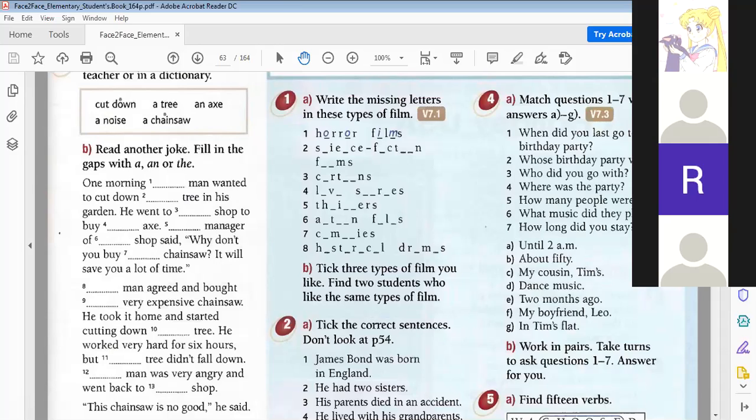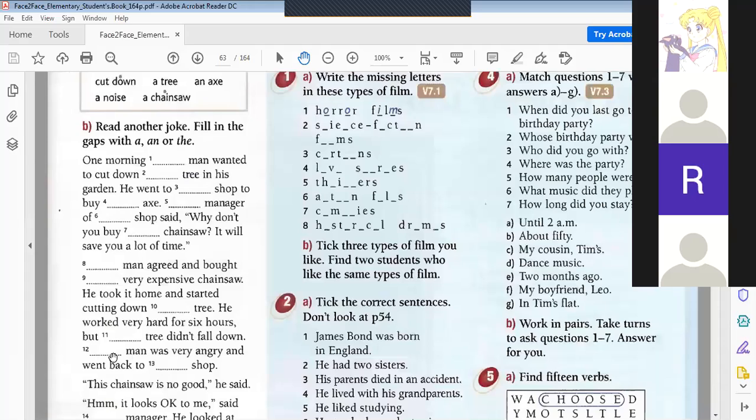Okay, are you ready? Yes. Okay. So Sabil, would you like to start first? Yes. Okay, you can do the first one. You can ask and answer. You can do both. Okay. When did you last go to a birthday party? Okay. I went to my sister's birthday party.